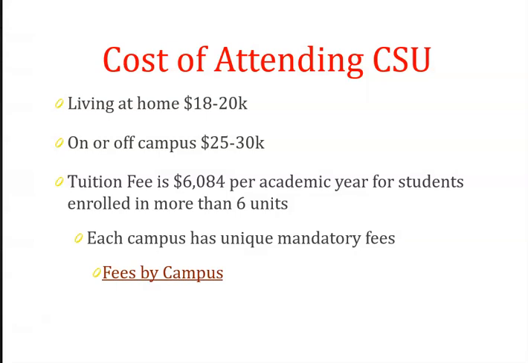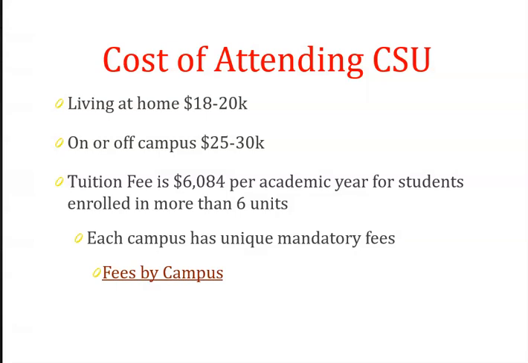So the tuition fee just went up for this year, and it is now $6,084 per academic year for students who are enrolled in more than 6 units. So at SRJC, you pay a per unit fee, right? Where when you go to the four-year university, you pay according to if you're a full-time or part-time student. So a full-time student or somebody who's enrolled in 6.5 units is going to pay the $6,000.